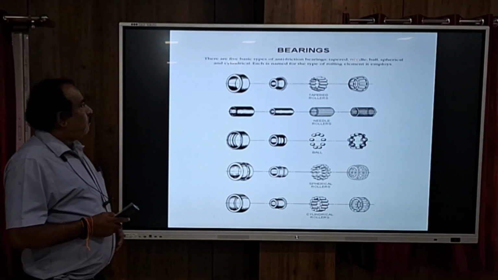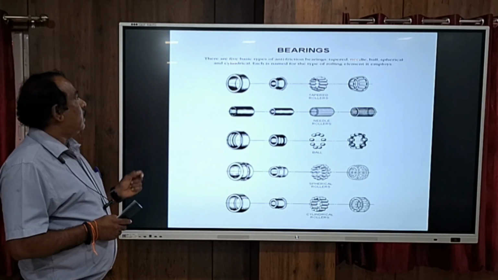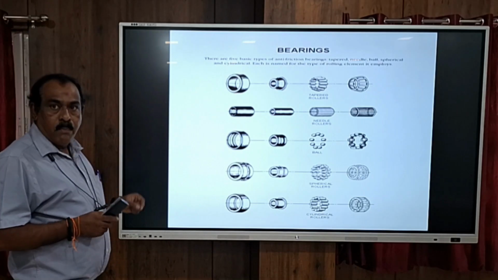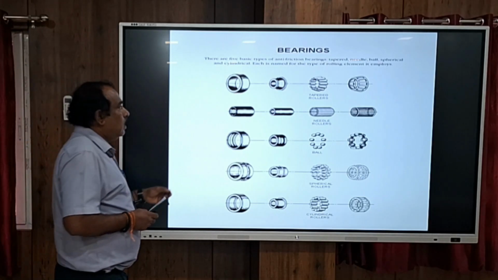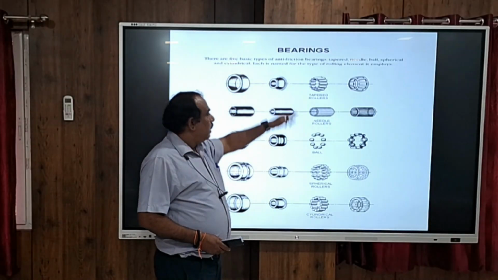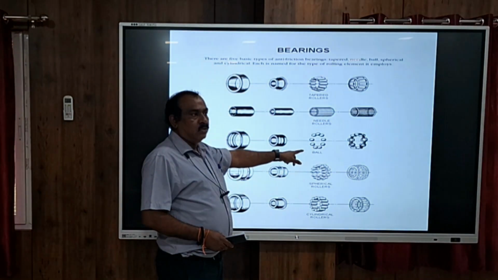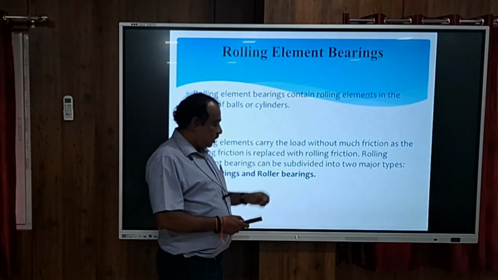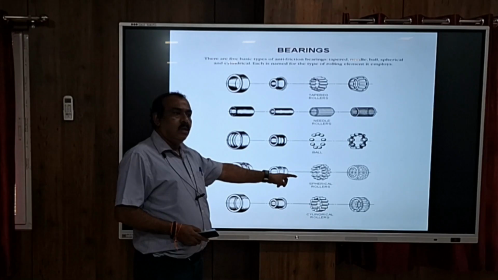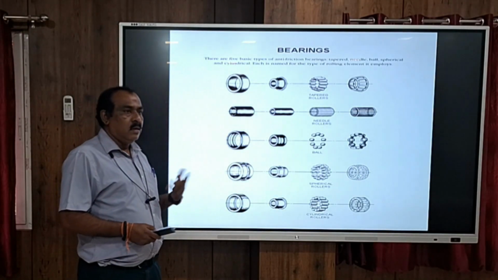And there are five basic types of anti-friction bearings: tapered, needle, ball, spherical, and cylindrical. Each type is named based on the type of rolling element it employs. Here tapered rollers are used, so it is a tapered roller bearing. Here needle rollers are used, so it is a needle roller bearing. Here balls are used, so it is a ball bearing. Here spherical rollers are used, so it is a spherical bearing. And here cylindrical rollers are there, that we are using in TM and all.